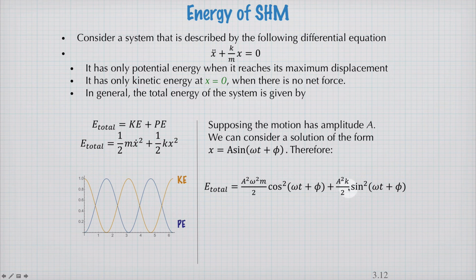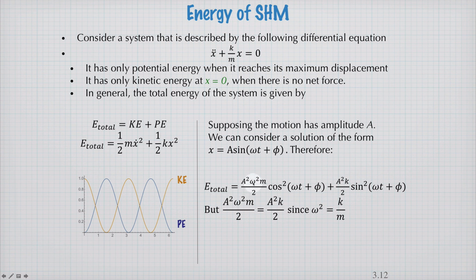And here we have a half k x squared. So that's the total energy. But A squared omega squared m on 2, that's this factor out the front here, must be equal to A squared k on 2 because omega squared is equal to k on m. So we can cancel the m and replace all this stuff up top here by k.